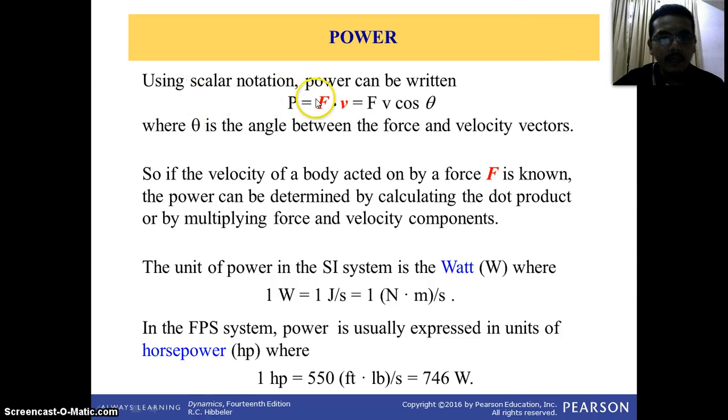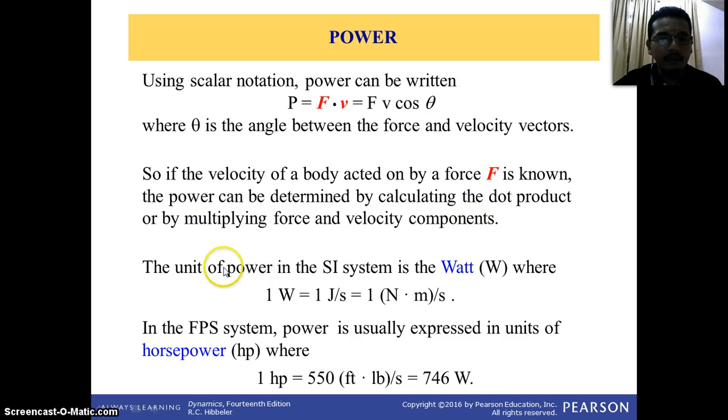Using scalar notation, the power can be written as P is equal to F v cos theta, where theta is the angle between the force and velocity vectors. If the velocity of the body acted on by the force is known, the power can be determined by calculating the dot product or by multiplying force and the velocity component.